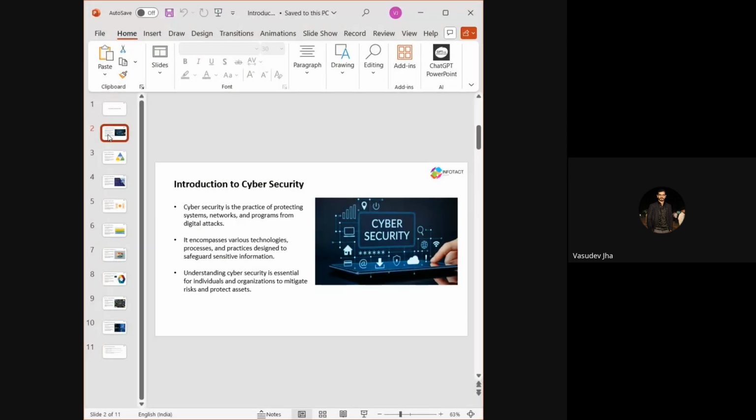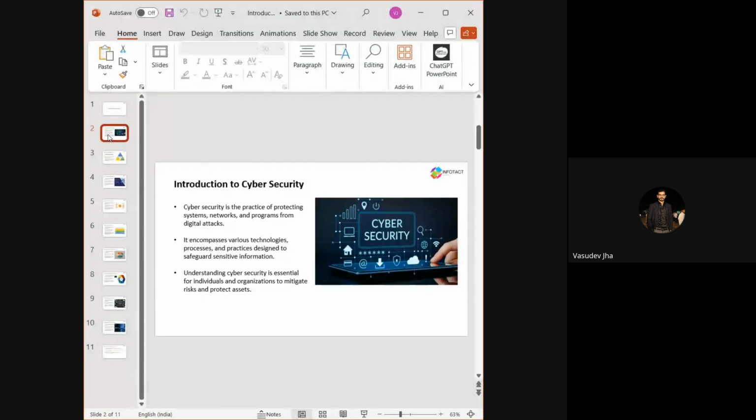In systems, we have endpoint devices, we have network devices, we have our servers. In networks, we have all kinds of communications. And the programs are nothing but our apps and webs, everything, from digital attack. Now, in the next session, we will also learn what a digital attack is, and when we can say that an attack is a digital attack or a cyber attack. We will also have some discussion on that.